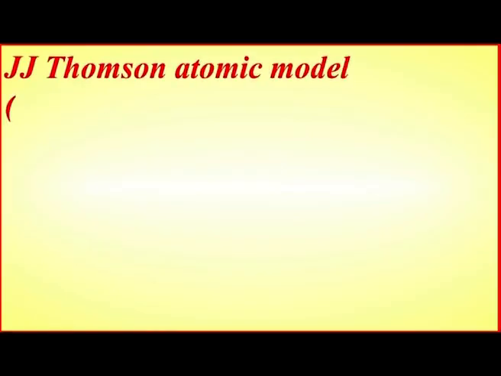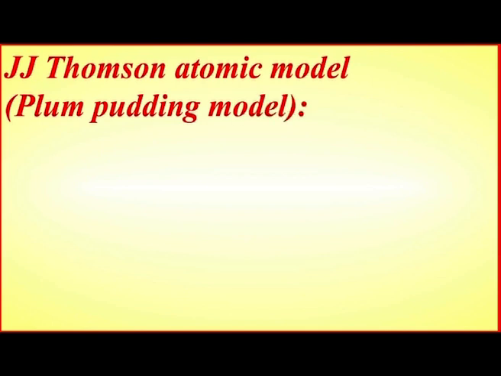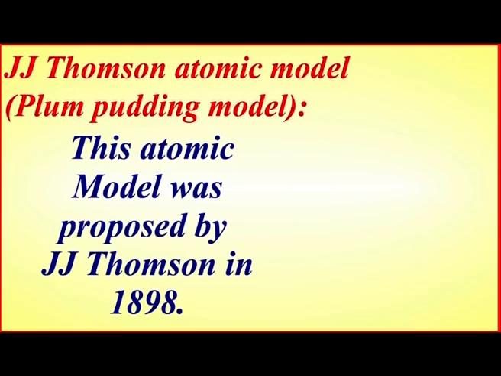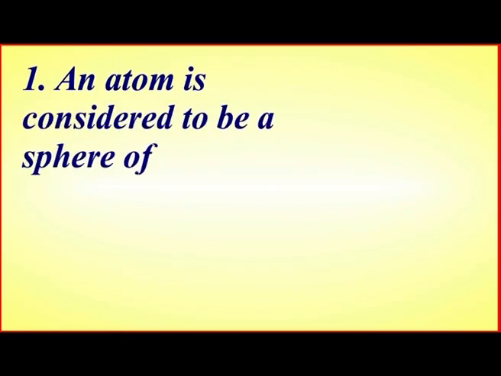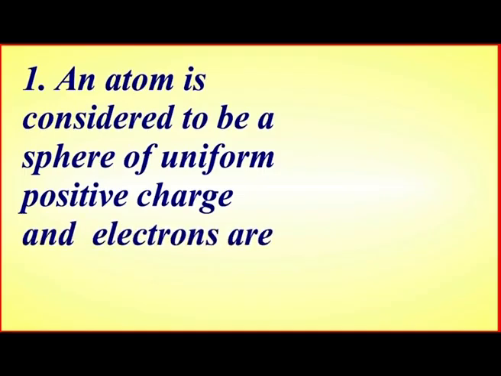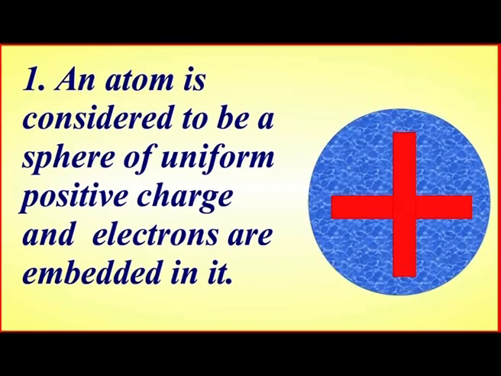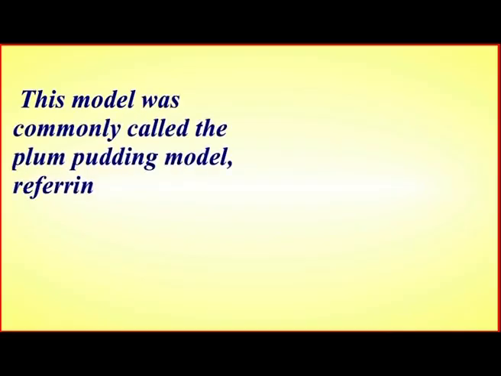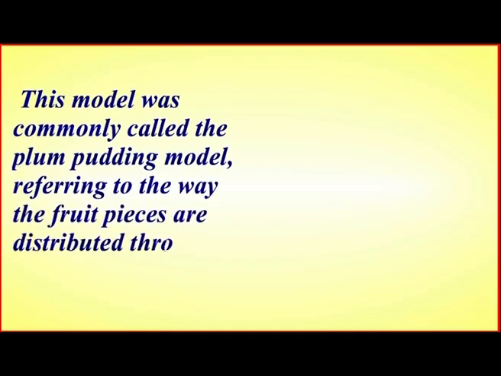J.J. Thomson atomic model or plum pudding model. This atomic model was proposed by J.J. Thomson in 1898. According to this model, an atom is considered to be a sphere of uniform positive charge and electrons are embedded in it. Are you observing, my dear children? Here, the negative charges or electrons are embedded in the uniform positive charge inside the atom. This model was commonly called the plum pudding model, referring to the way the fruit pieces are distributed throughout a plum pudding.